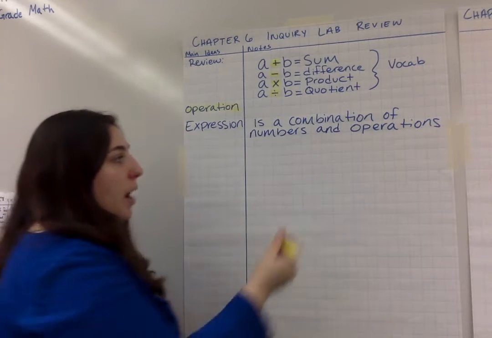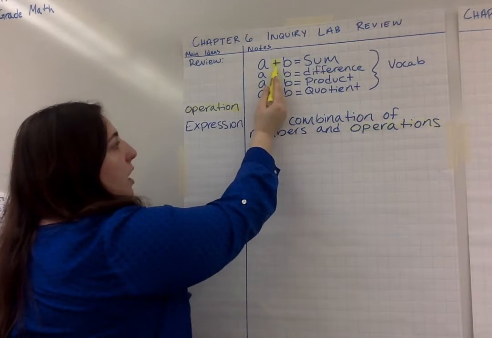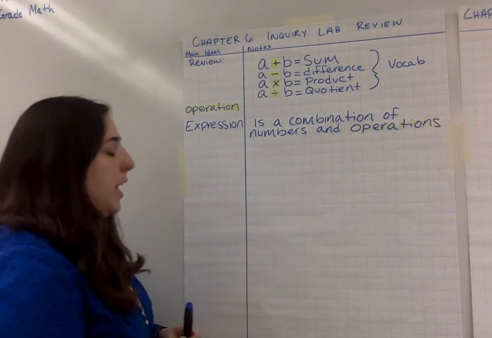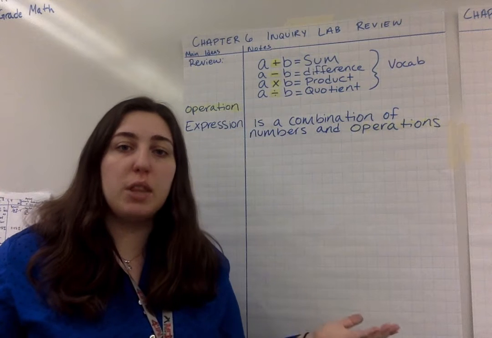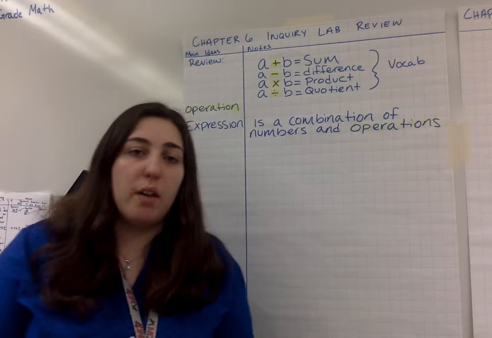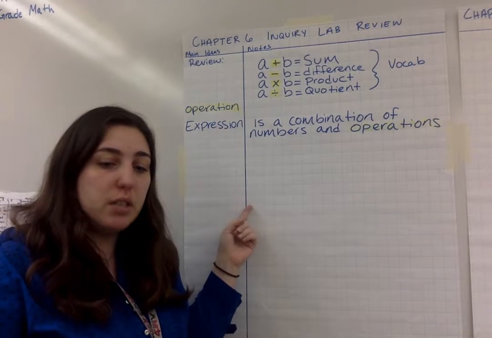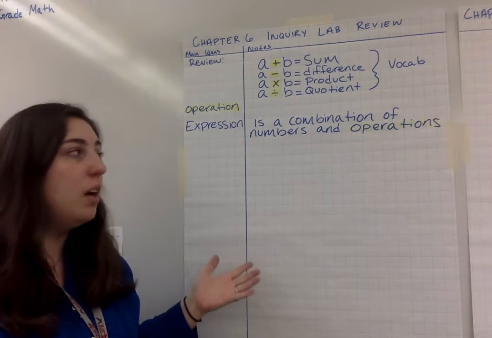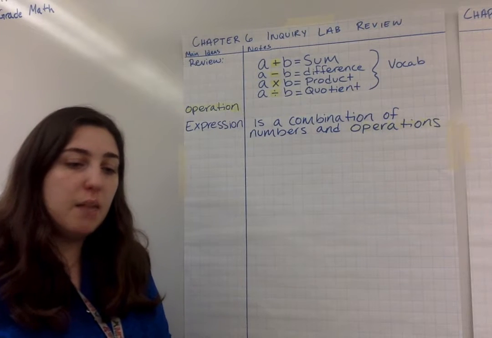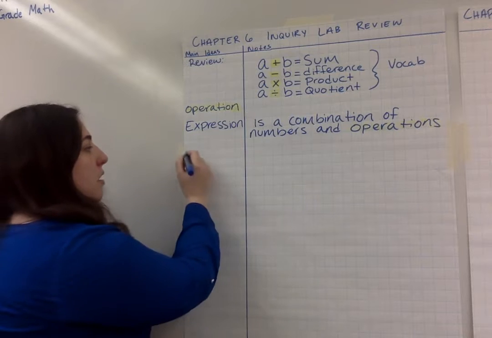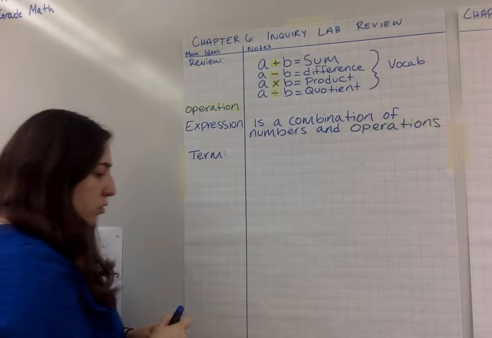So again, we know what operations are. It's going to be addition, subtraction, multiplication, and division, what we do to the numbers. And numbers, of course, we know what that is, 1, 2, 3, 4, whatever number you use. We're going to show some examples of expressions later on. Hopefully we all know from our inquiry lab what an expression is. And then let's go over what a term is, which is super important.